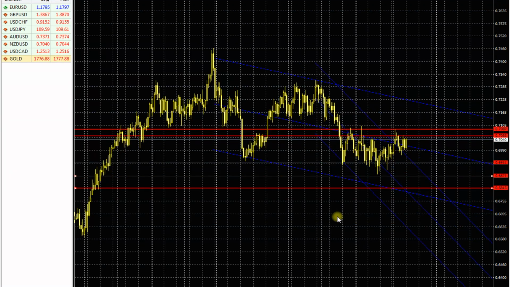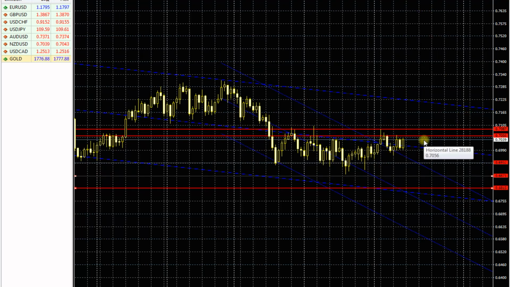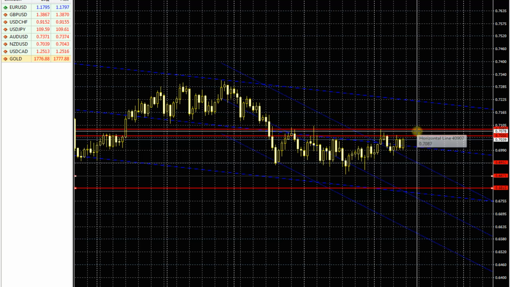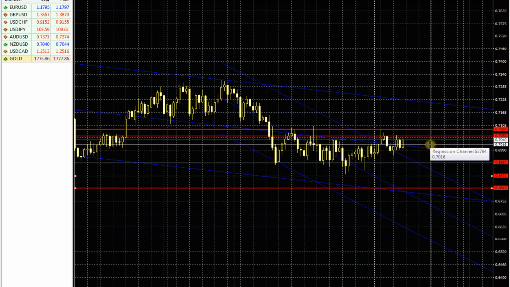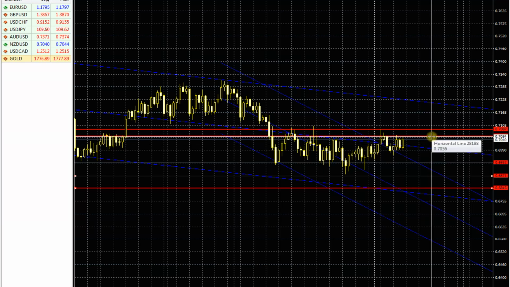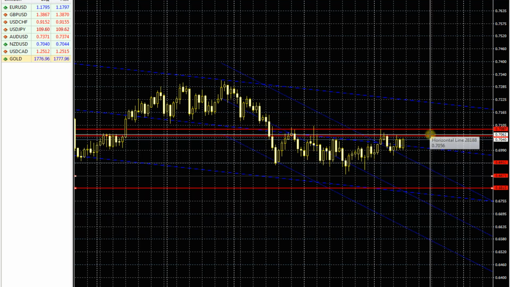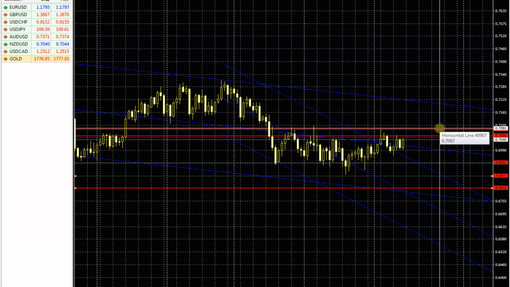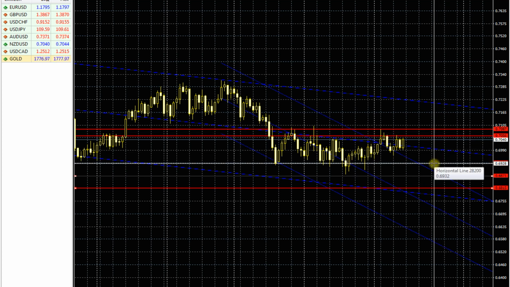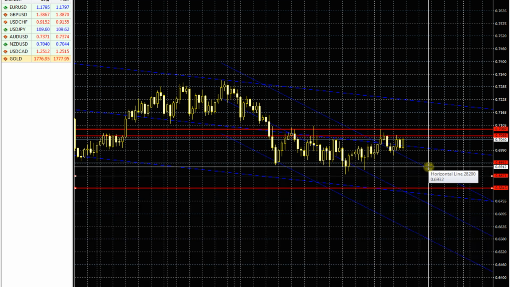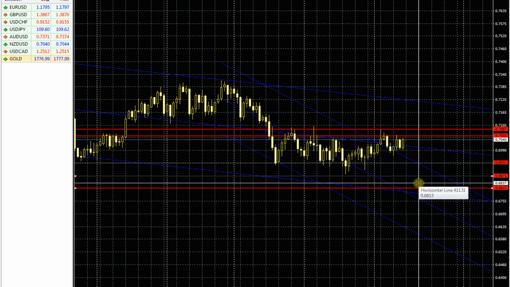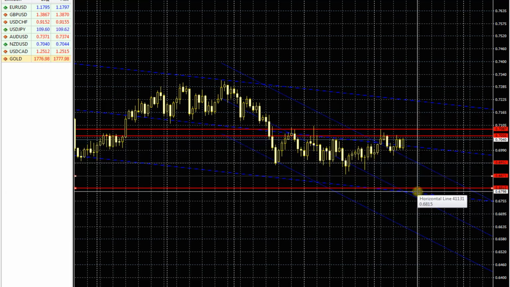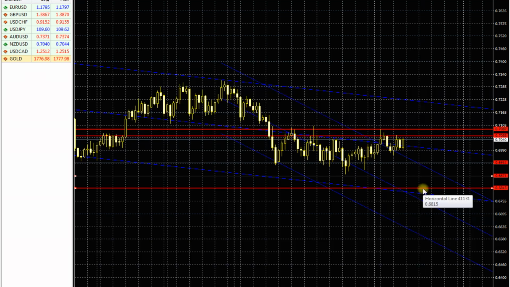The next pair is the New Zealand dollar in pair with the United States dollar. As we can see, here is the same situation, and when the price tries to break those two levels, I mean levels 0.7055 and 0.7087, here we can open sell orders, and the targets are levels 0.6932, 0.6871, and 0.6815. That's all about this pair.